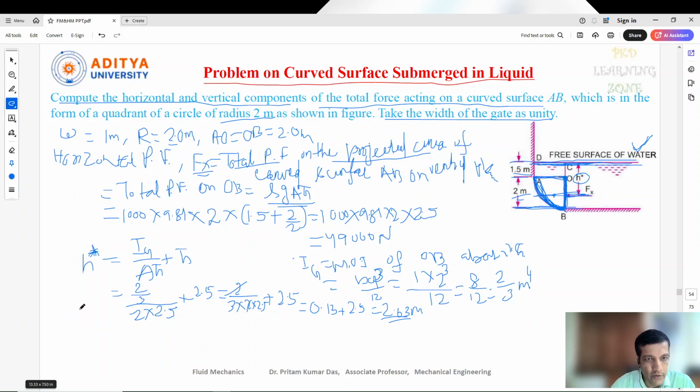Now we need to find out the vertical components. Horizontal components we have already identified. For vertical components, we can write as follows.